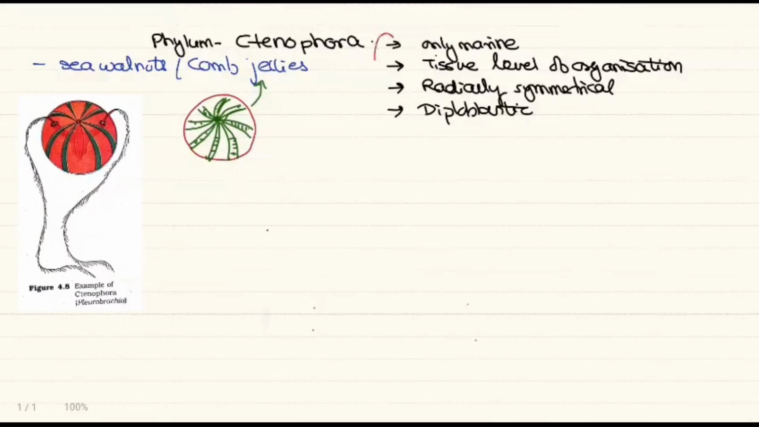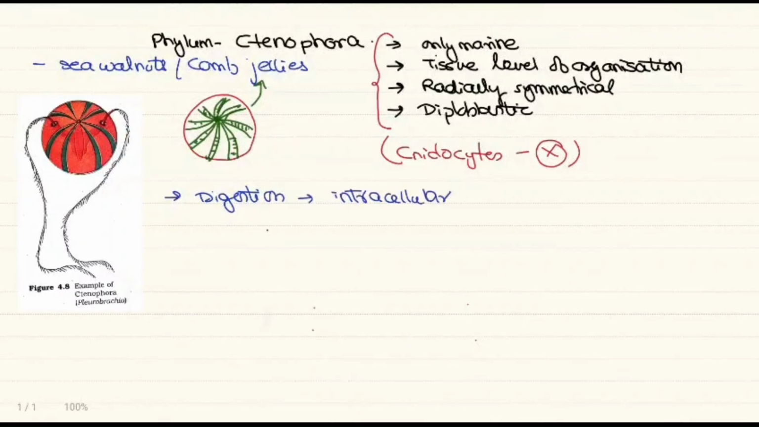Now, when they have so many similarities with the cnidarians, why they are not placed along with the cnidarians? Because here the cnidocytes, that is, the stinging cells are absent. The major difference between the ctenophores and the cnidarians are they don't have the cnidocytes. Let's see the other properties quickly. Just as the cnidarians, the digestion in the ctenophores is both intracellular and extracellular, no changes in that, same as Hydra.